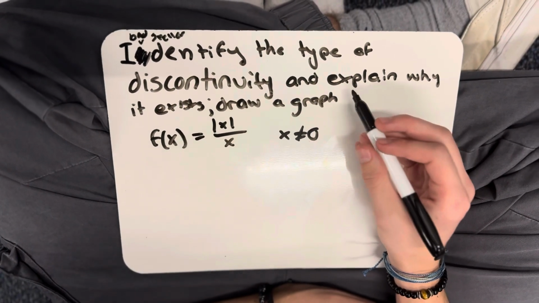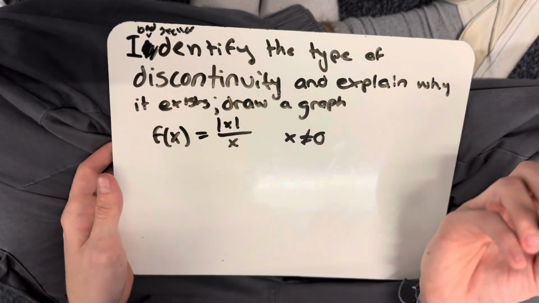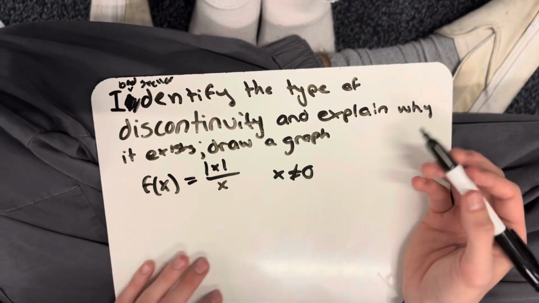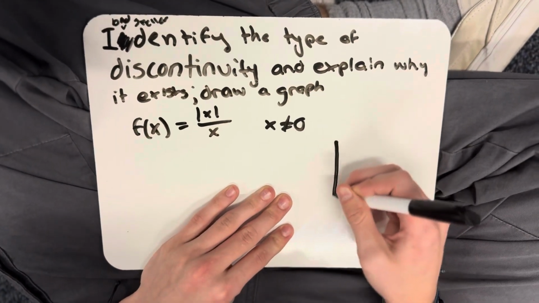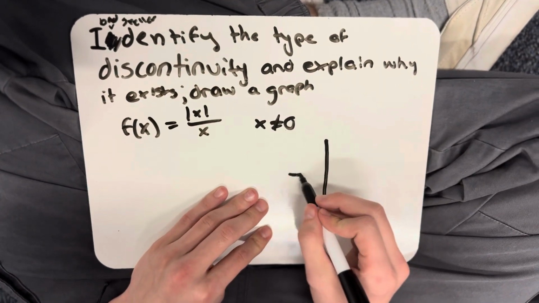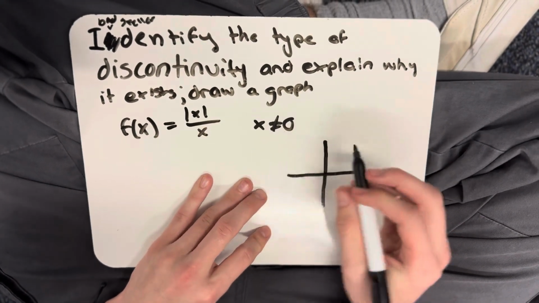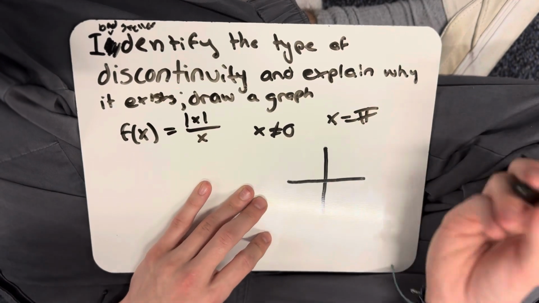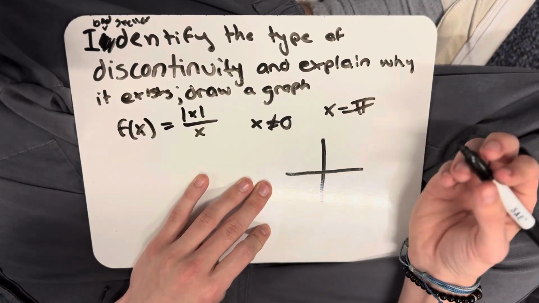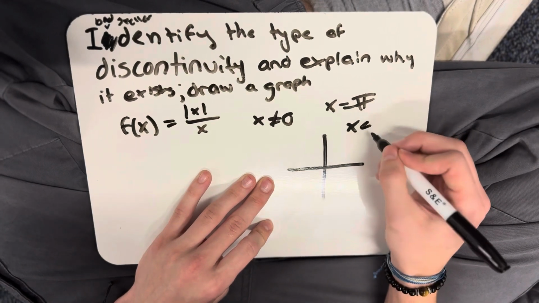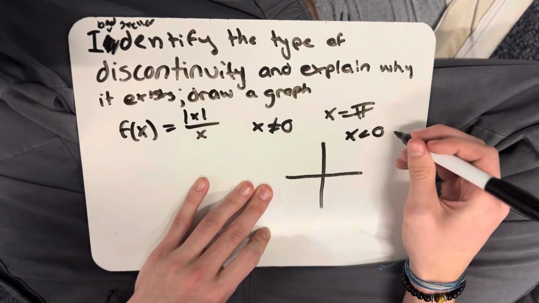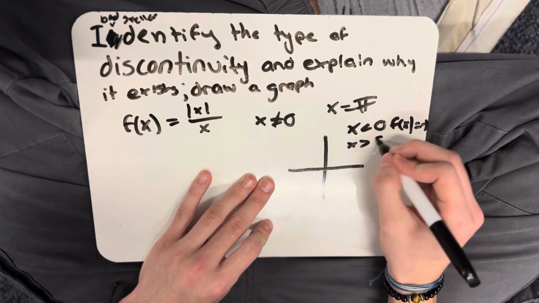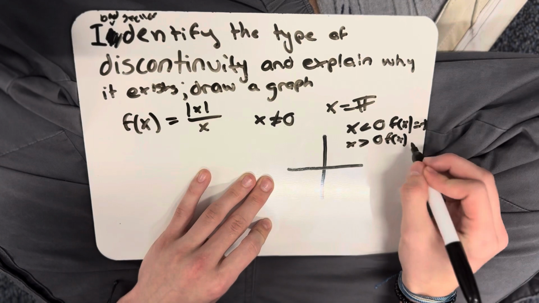The second part of the question says to explain why it exists. Well, we already know why it exists. It's because x cannot equal 0 if it's in the denominator, otherwise it's undefined. To identify the type of discontinuity, we have to draw a graph. That's because x could equal any number besides 0, and f of x would either equal positive 1 or negative 1. If x is less than 0, then it has to equal negative 1, and if x is greater than 0, f of x has to equal positive 1.